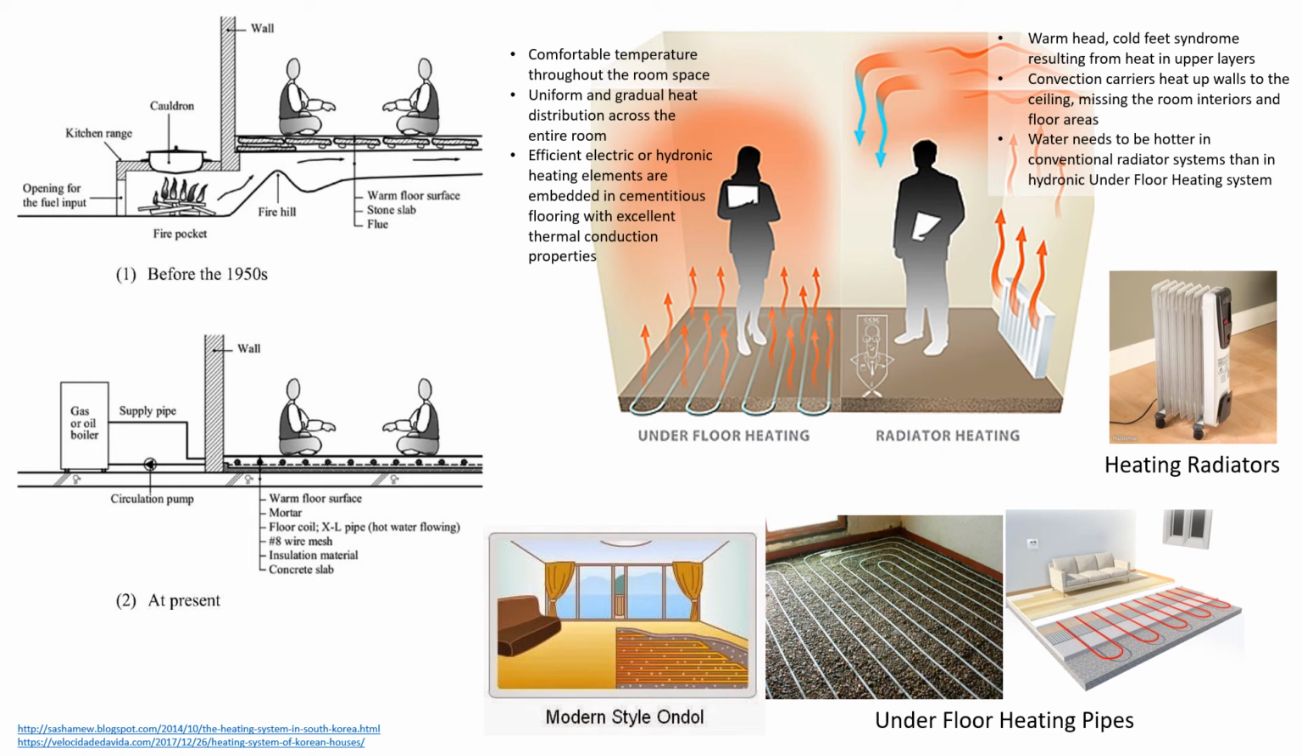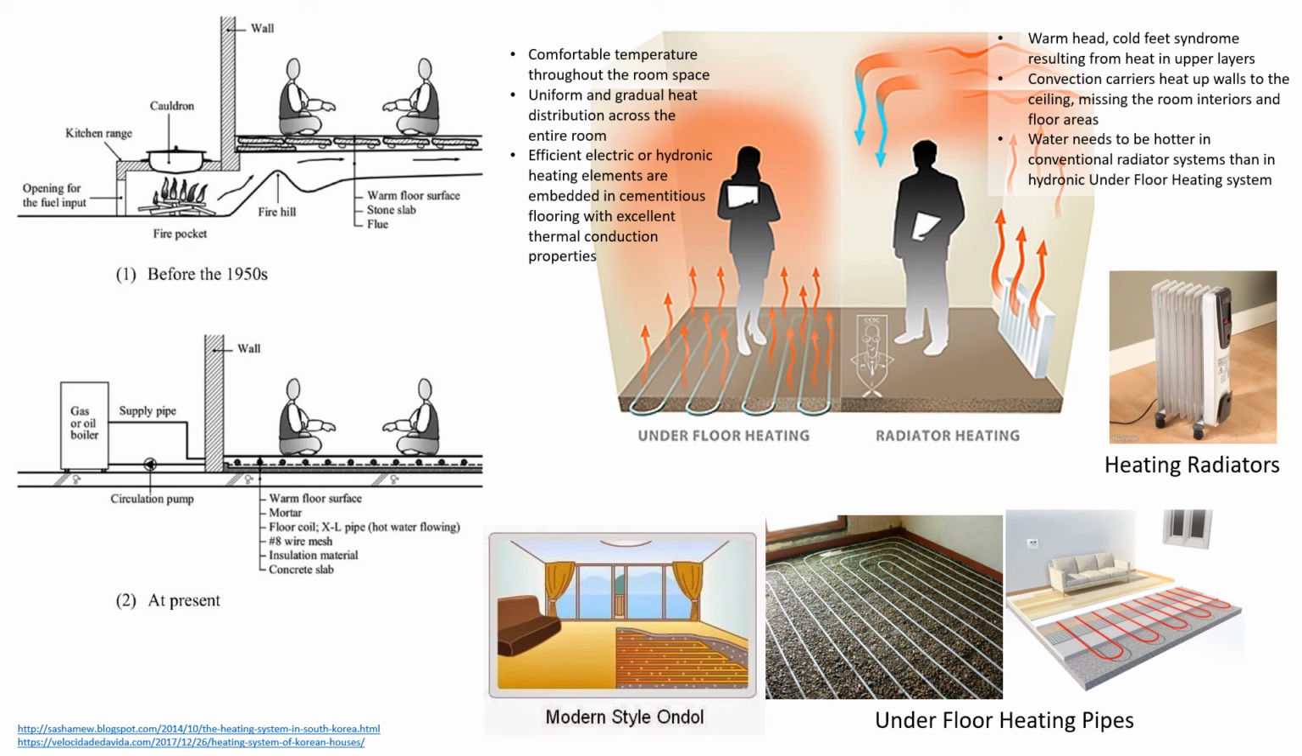The underfloor heating system consists of efficient electric or hydronic heating elements which are embedded in cementitious flooring with excellent thermal conduction properties, which creates more comfortable temperature throughout the room space as well as uniform and gradual heat distribution across the entire room. On the other hand, the radiating heating system consists of heating radiators run by electricity, and it creates warm head cold feet syndrome resulting from heat in the upper layers.